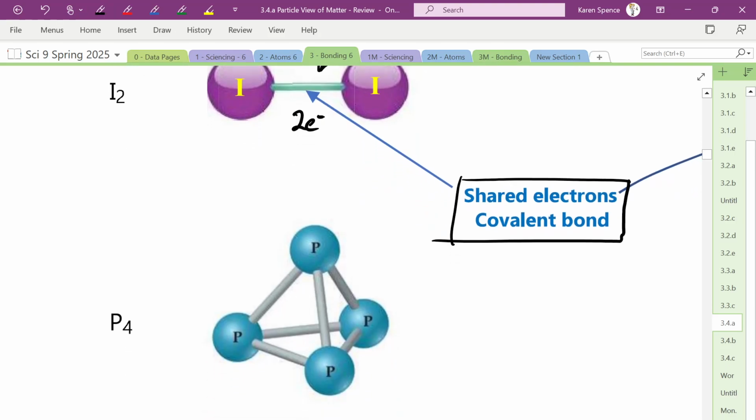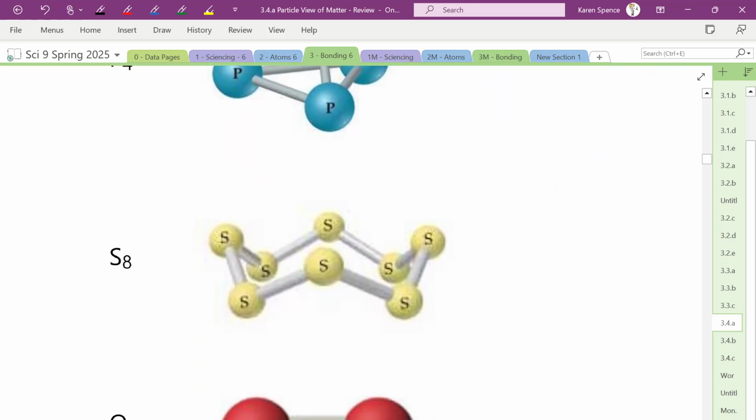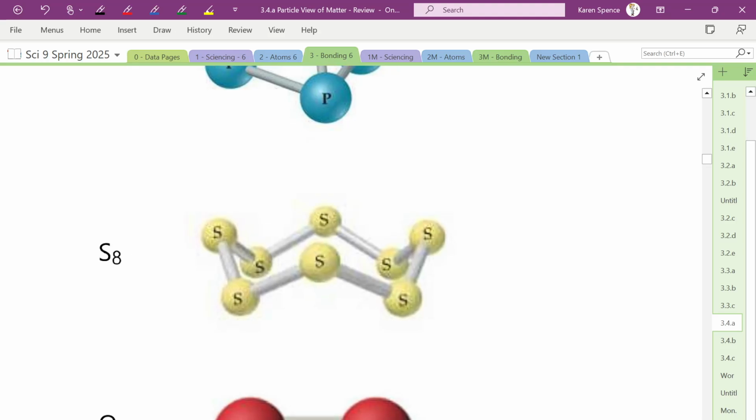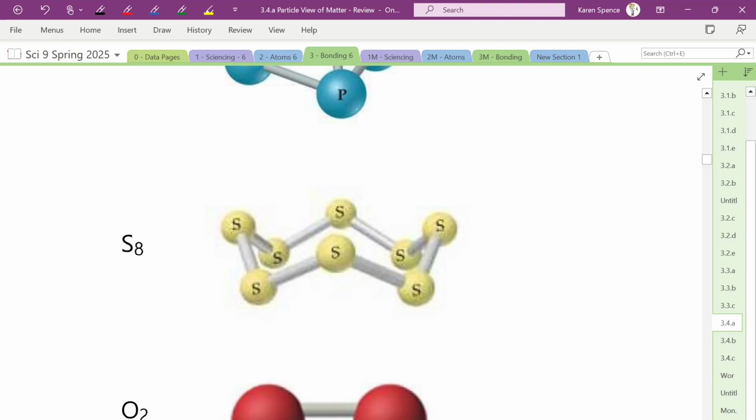Here we have, oh, this one's complicated. We don't very often get a structure like this. This is a weird little structure. This is P4. P4 has lots of covalent bonds and it makes a little pyramid, which is kind of cool. All of those are single bonds. Here's sulfur. Sulfur almost makes a little crown. Sulfur is yellow, so it almost looks like gold, and there are 8 sulfur atoms in that, so that is S8.